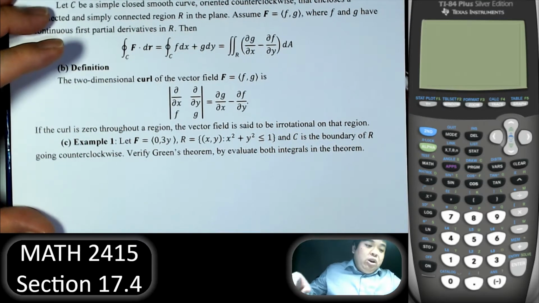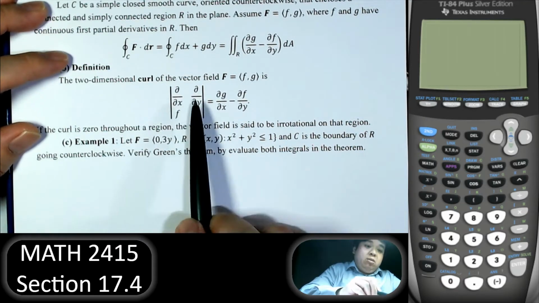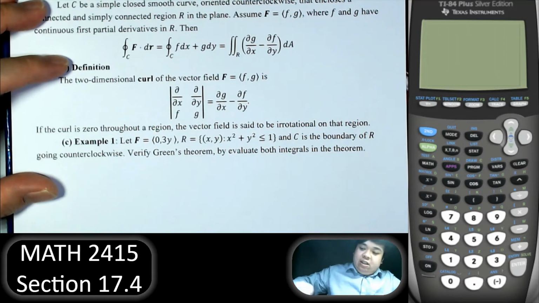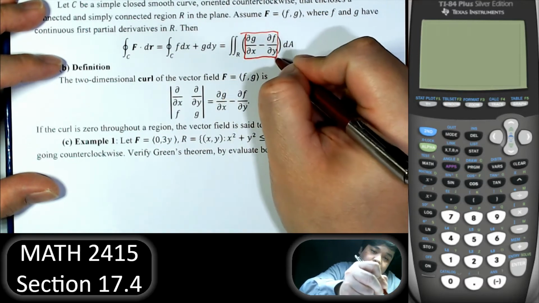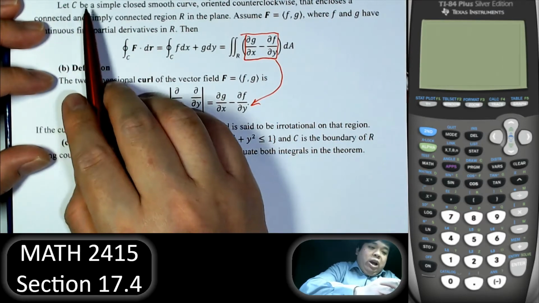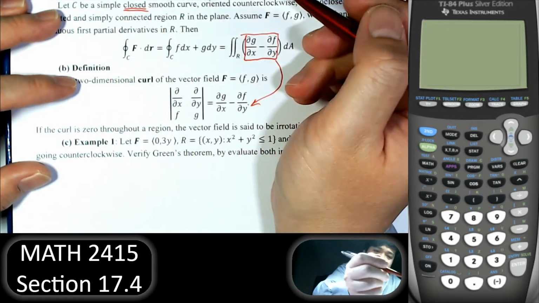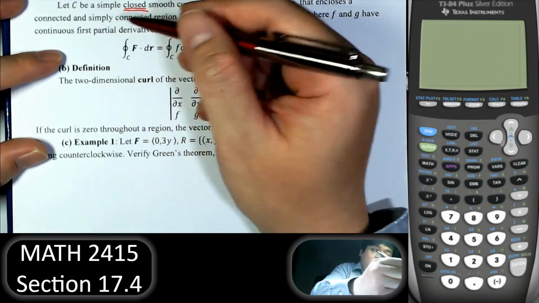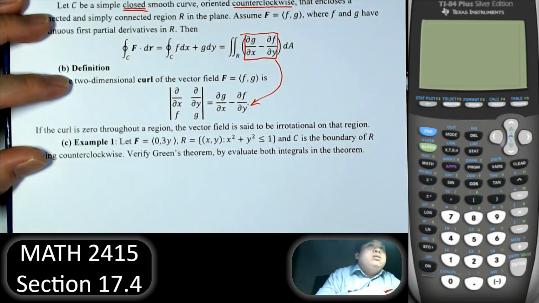And here we define a two-dimensional curl, which is what we mentioned before, the derivative of g with respect to x minus the derivative of f with respect to y. And that's pretty much what we have here. We call the curve a two-dimensional curve. Right. So of course the curve has to be closed. Most importantly, of course, it has to be smooth and oriented counterclockwise, and enclose a region that is connected or simply connected in the plane.